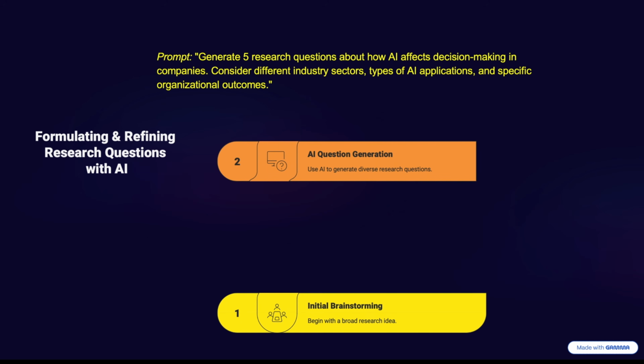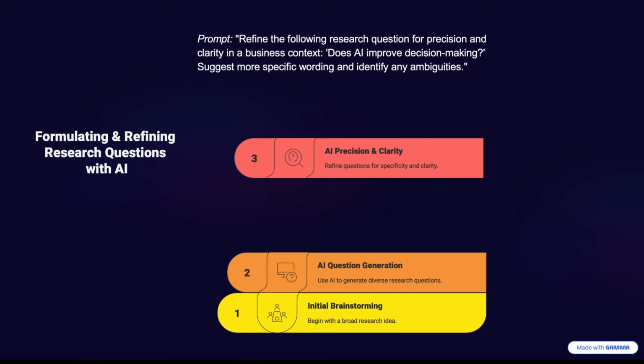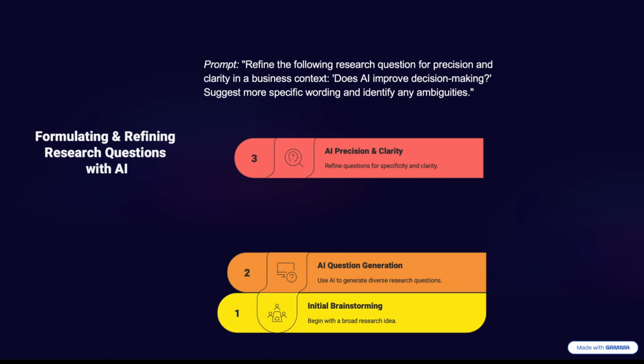That would be my first interaction with the AI tool at stage 1 and step 2, where I'll be asking AI to generate questions. Once I have those questions, obviously AI will give me a few options and I can select any of these options. Once an option is selected, the next step would be refining that AI-generated research question. Again, I'll be using generative AI to respond and refine the question which I have selected from the given options. So I can use prompts like this: refine the following research question for precision and clarity in the business context.